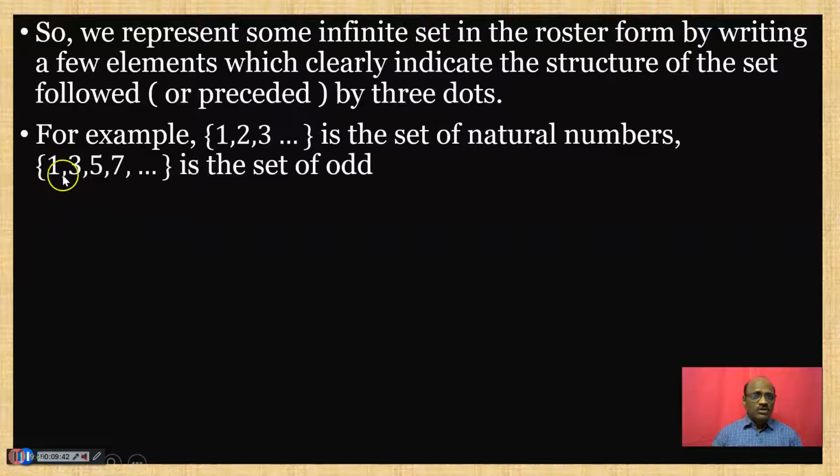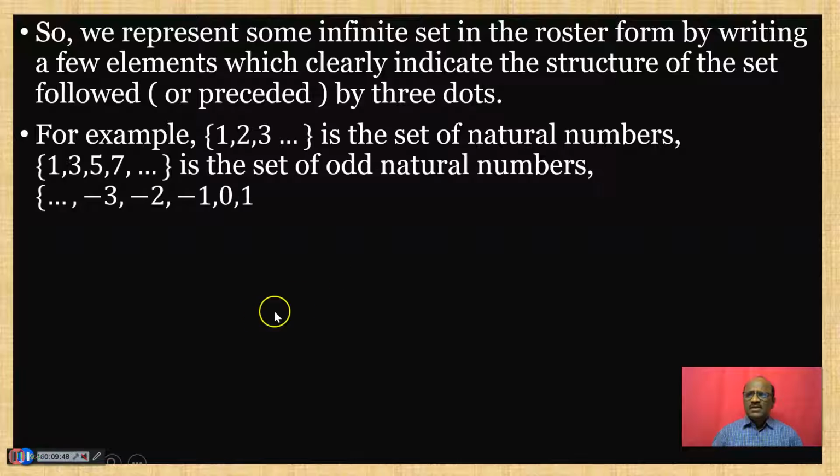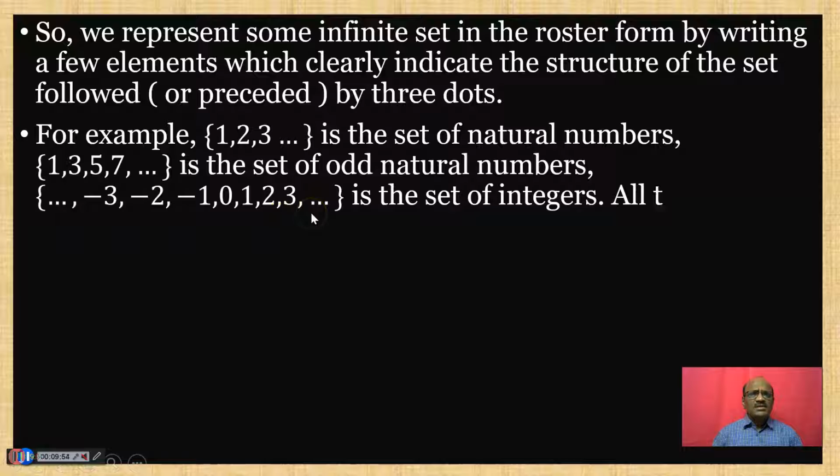1, 3, 5, 7 and so on is the set of odd natural numbers. Dot dot dot, minus 3, minus 2, minus 1, 0, 1, 2, 3 and again three dots is the set of integers. All these sets are infinite.